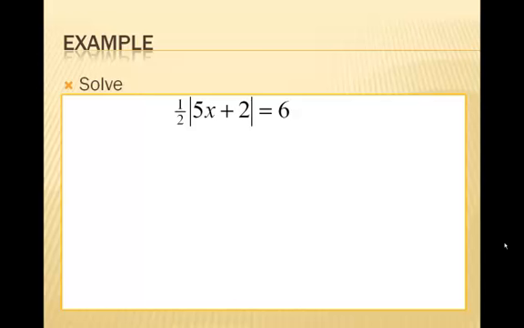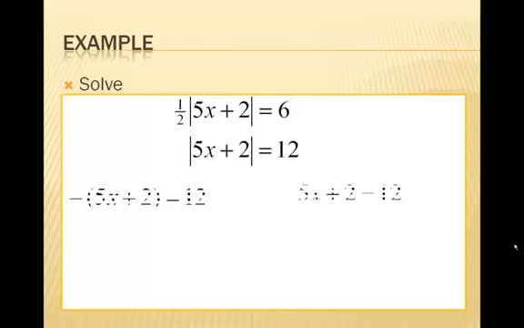All right, let's try this with another example. Here I have 1/2 times the absolute value of 5x plus 2, and all of that is equal to 6. So again, the first thing I'm going to do is try to isolate that absolute value by multiplying both sides by 2. This will make sure that the absolute value is the only thing on the left. Now that the absolute value is isolated, split it into two different problems. One that takes care of the negative sign, and one that's basically exactly the same without any absolute values.